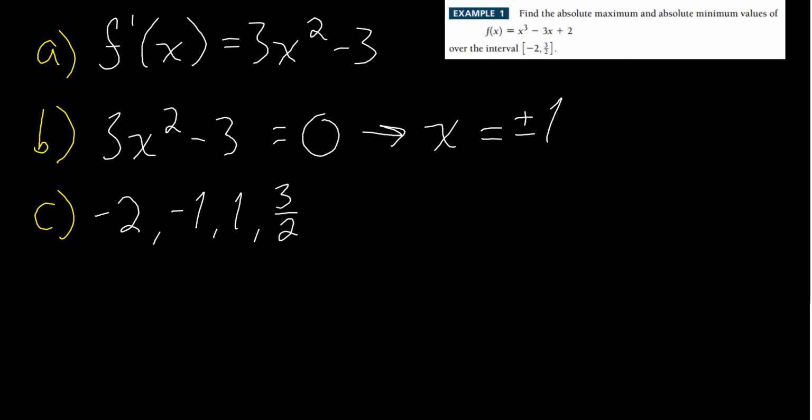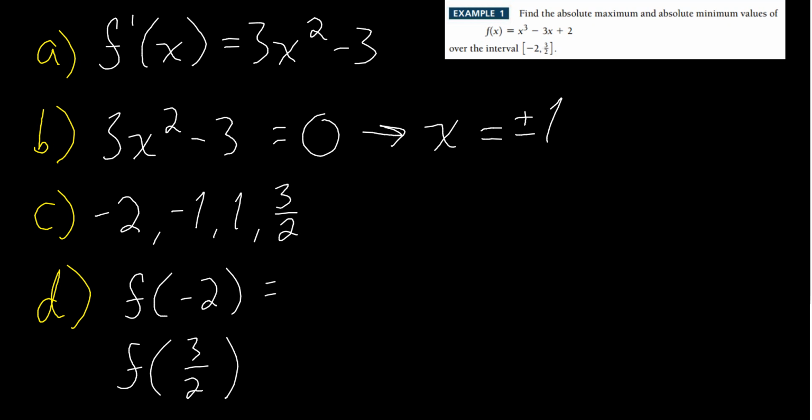And then D, we're going to evaluate the function at our critical points and endpoints to see, is it a big number or a small number? If it's the largest of the numbers, then it's going to be a maximum. If it's the smallest, it's going to be a minimum. So what we're going to do is look for f of negative 2, f of 3 halves, f of negative 1, and then f of 1. There's really no rhyme or reason, I'm just putting my f of values here.